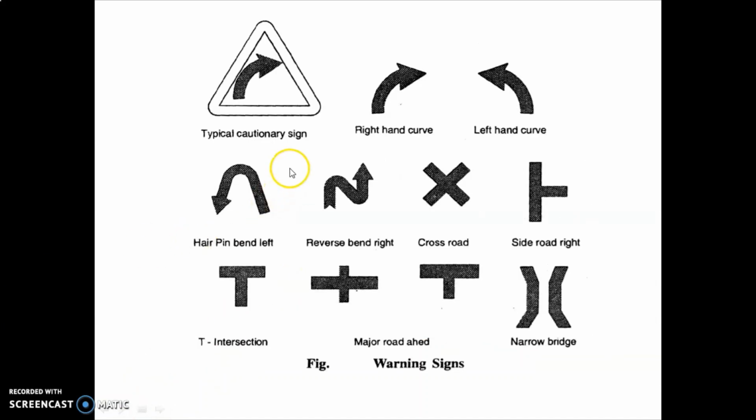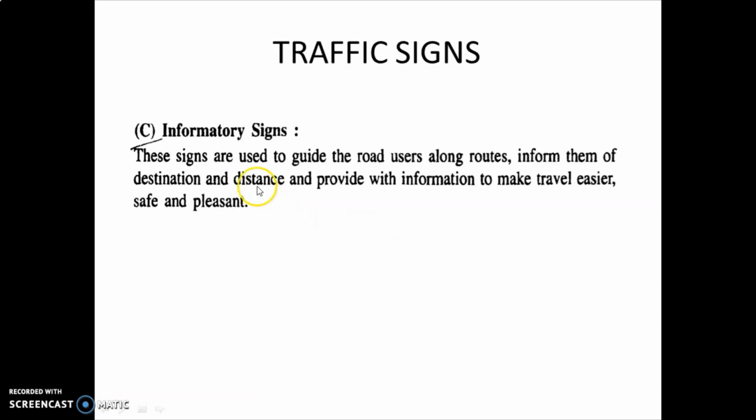Warning sign, you can see this is the first one, typical cautionary sign. Then right hand curve, left hand curve, then hairpin bend left, reverse bend right, cross road, side road right, T intersection, major road ahead, narrow bridge. Okay, so these are the various warning signs. Then the third one is informatory sign.